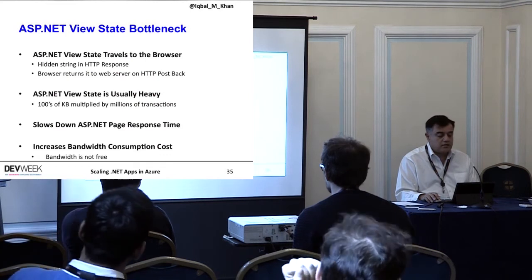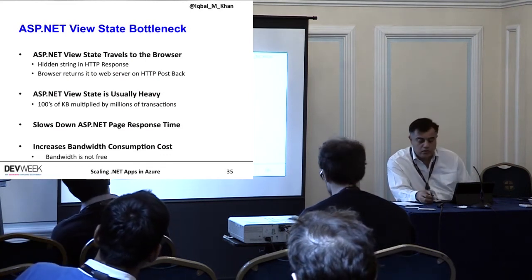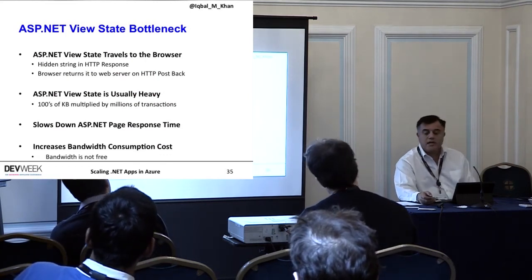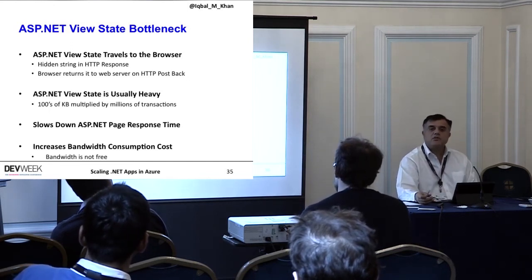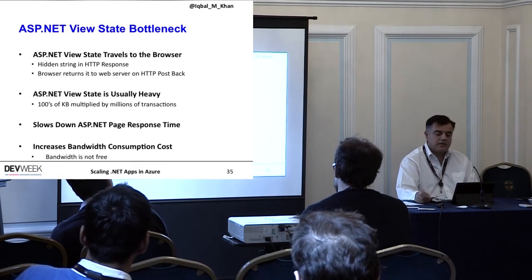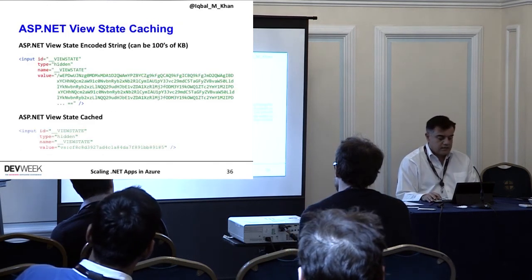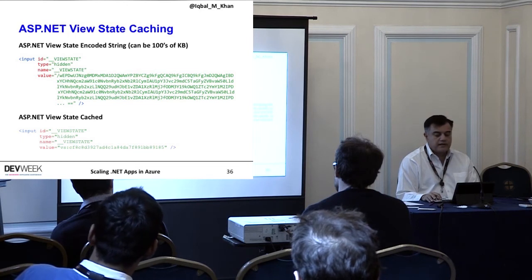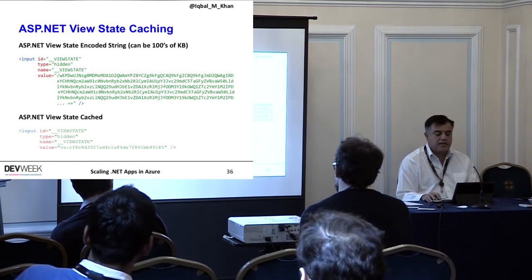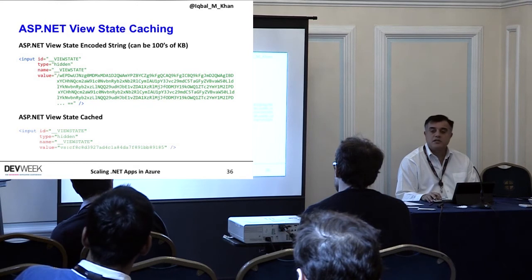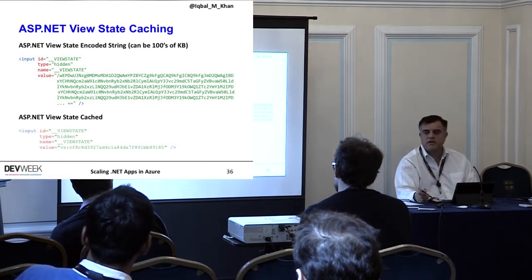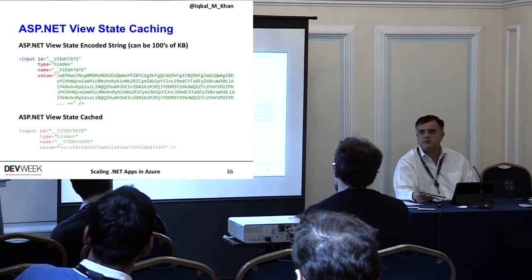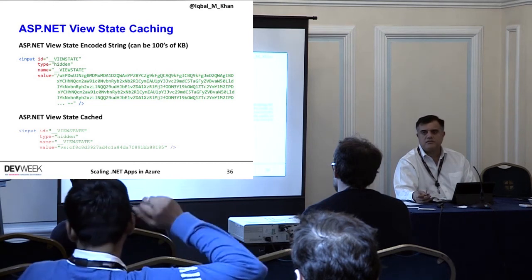View state is another one. For those of you who don't know what view state is, if you're not developing with MVC framework in ASP.NET, most likely you have a view state. View state is an encoded string, looks like this, right here. This string is sent, and it could be hundreds of kilobytes. This string contains some state information, gets sent to the browser. The browser just keeps it and sends it back, does nothing with it. And this can consume a lot of bandwidth and slow down.